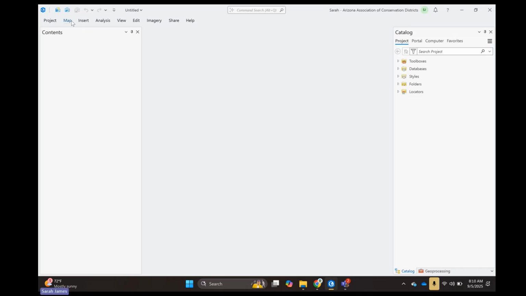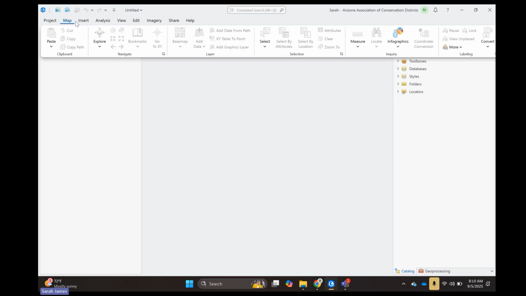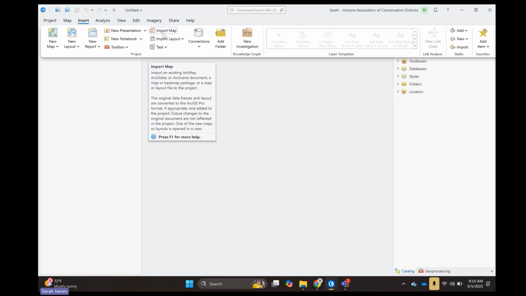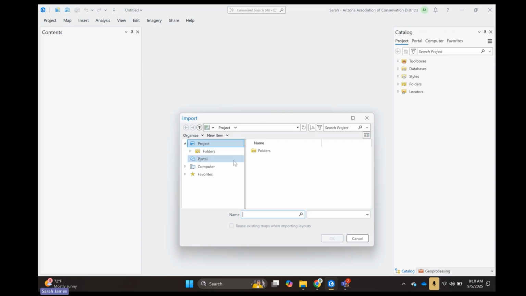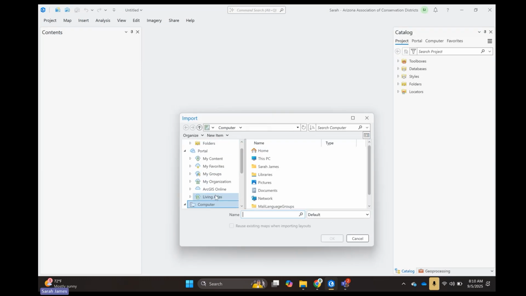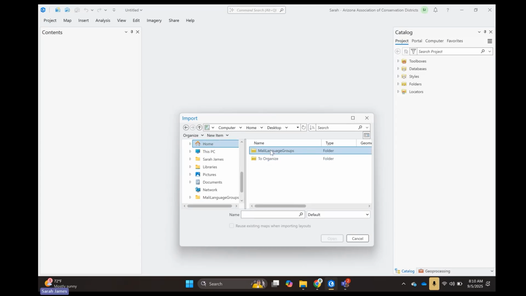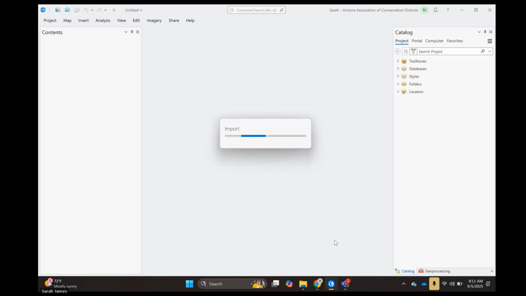And instead, we're going to import a map. So if we come to Insert and hit Import Map, then we can navigate to where we have that folder file saved. For me, I put it on my desktop to make it easy to find. And it's only going to let us pull in this .mxd, which is perfect. That's what we want to do. And go ahead and hit OK.